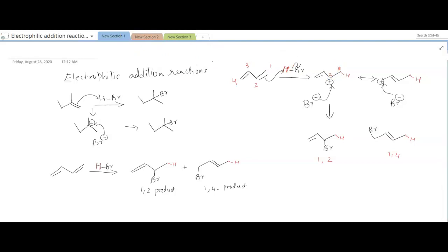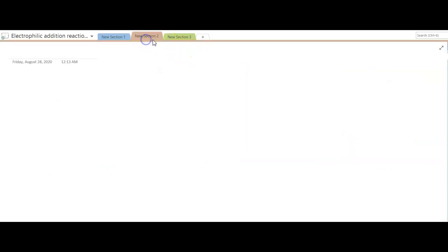Sorry, let's erase this and maybe use a black color. So this is 1, 2, 3 and 4, and same thing here, we have 1, 2, 3 and 4, right? That results in the formation of the 1,2 and the 1,4 addition products. Now let's do a practice, right?